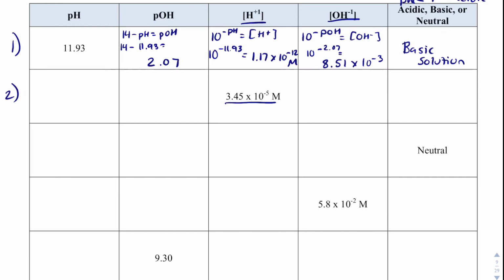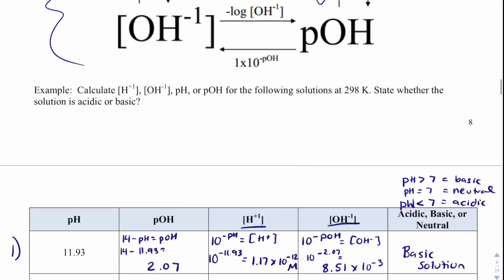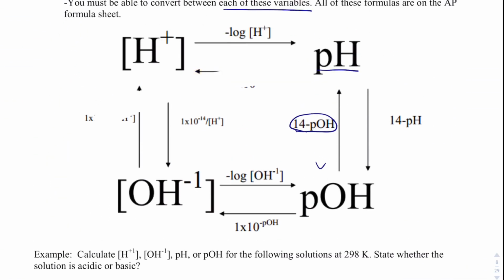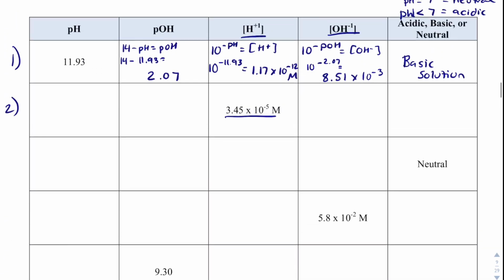Well, my gut is get to pH as soon as possible. So let's see what we have here. We are given H plus. We want to get to pH. So the way we do that is we use the formula negative log of H plus. So I'm going to say negative log H plus equals the pH.